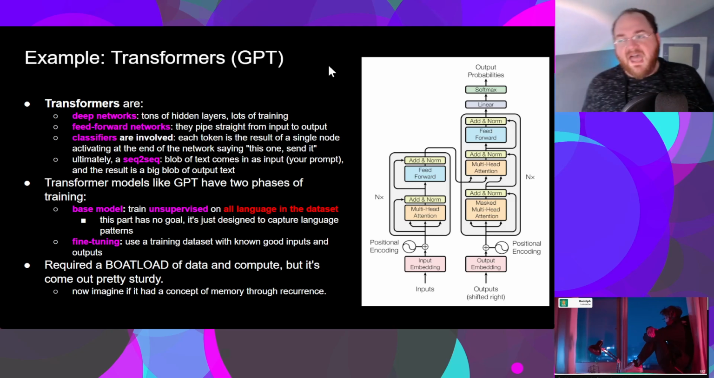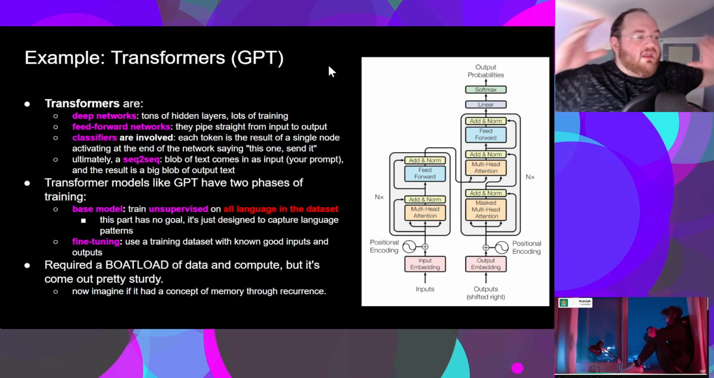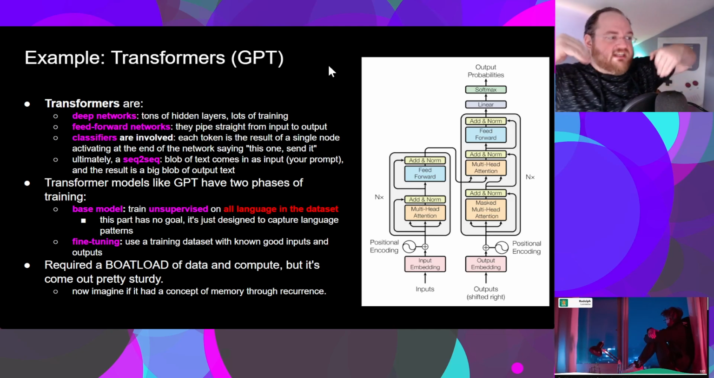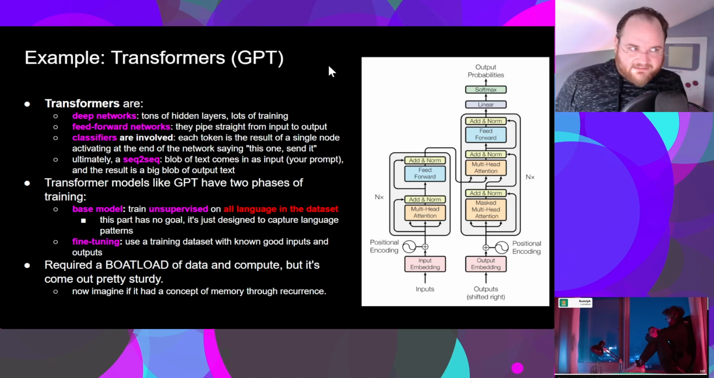But ultimately, we would call this a sequence-to-sequence system, because you're not done with one token. The whole point of it is to produce lots of tokens until you have a sequence. So, this system is a sequence-to-sequence, feed-forward deep learning network that involves classifiers to some extent.